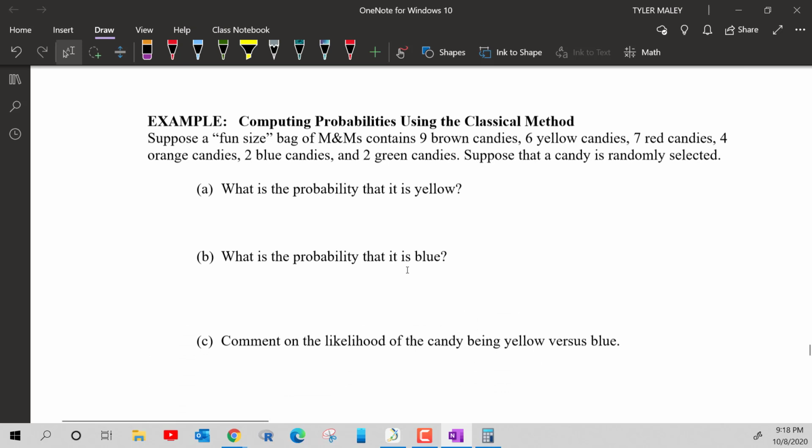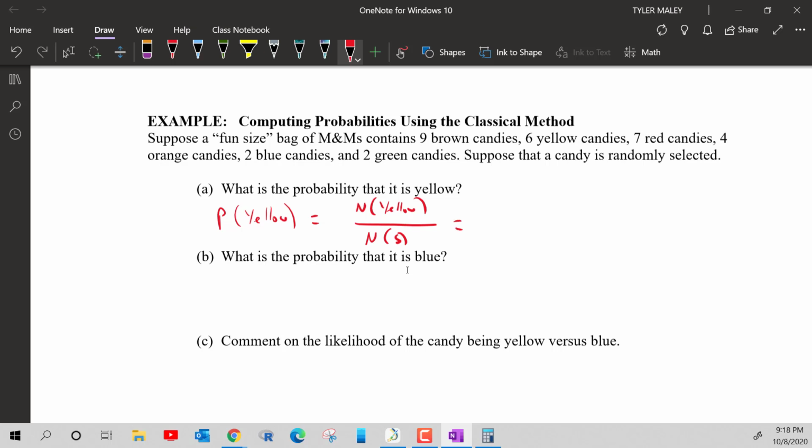Here is an example where we're computing probabilities using the classical method. Suppose that we have a fun-sized bag of M&Ms that contains 9 brown candies, 6 yellow candies, 7 red candies, 4 orange candies, 2 blue candies, and 2 green candies. Suppose that a candy is randomly selected. Part A is, what's the probability that it is a yellow? The probability of picking a yellow candy would be equal to the number of ways you can get a yellow divided by the total number of options in S.